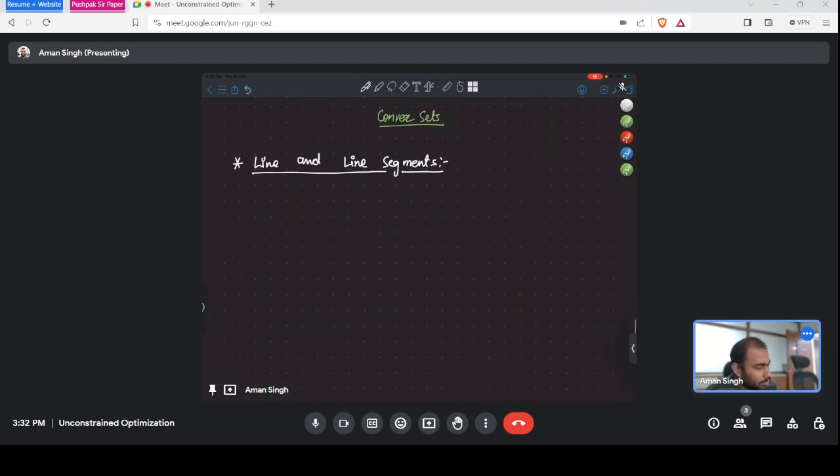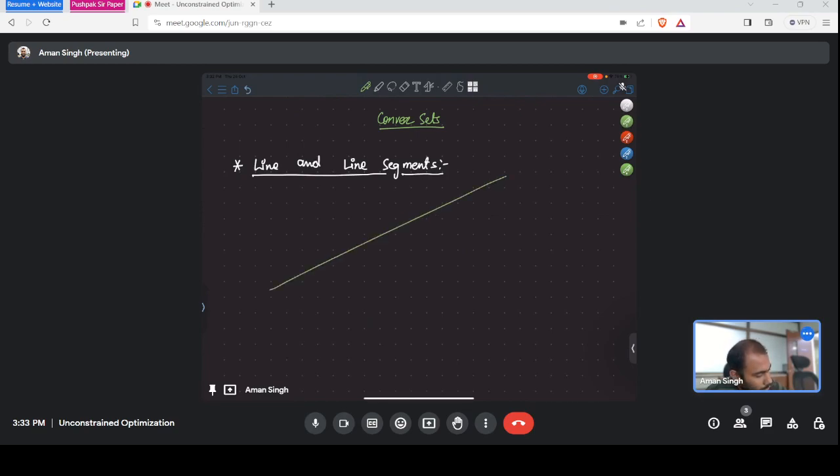Yeah, let's start with convex sets. You already know what lines and line segments are. I'll quickly go over them. Let x1 and x2 be some points in R^n. So there is some n-dimensional space, there are two points in it, and x1 is not equal to x2.